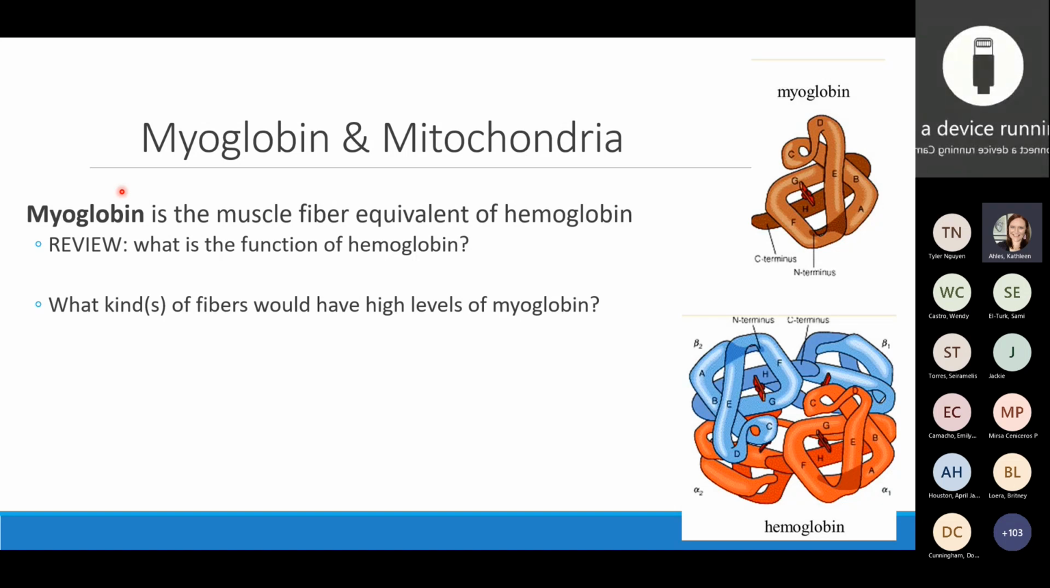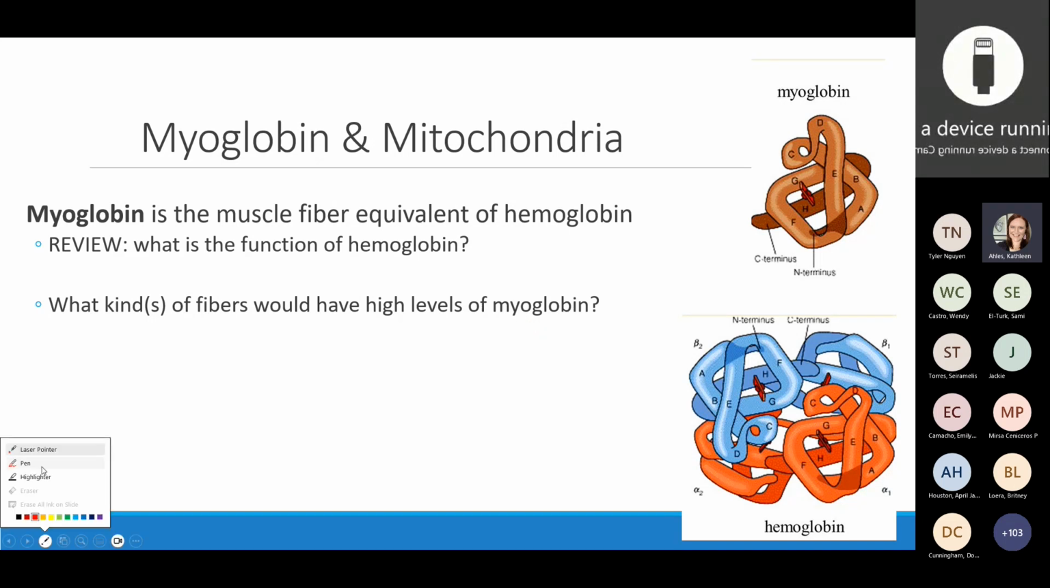So here's not a trick question for you. If myoglobin's job is to hold oxygen, what kinds of fibers, based on their name, might have a lot of myoglobin? Who might need a lot of oxygen? Which of our four words there tells us I need a lot of oxygen? Yeah, exactly. That's a long one to type. Thank you to those of you who are typing it for me.